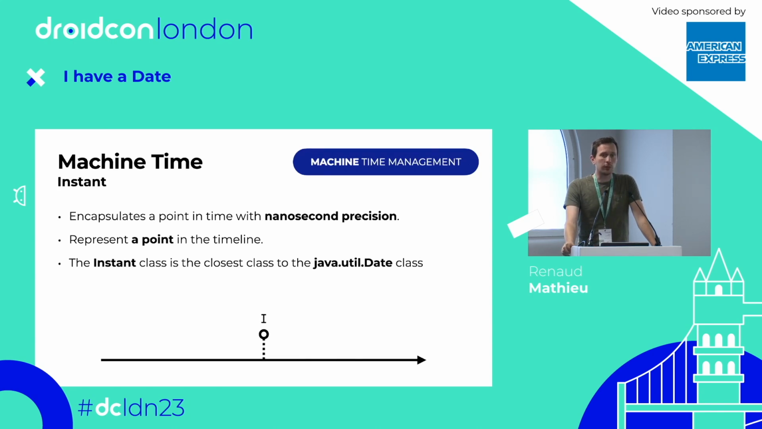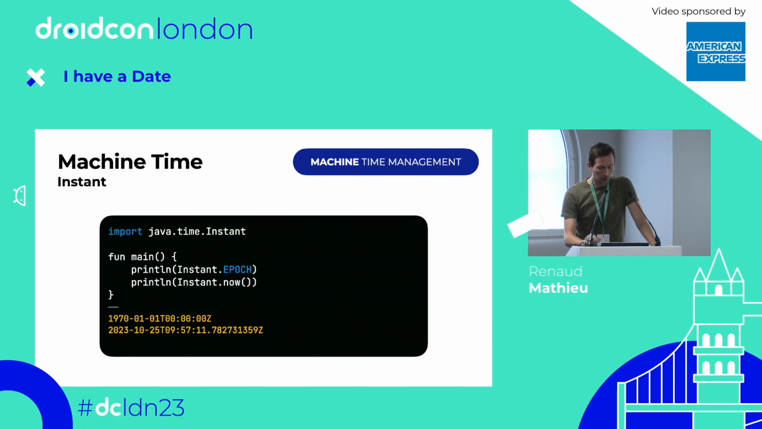The Instant, you may be familiar with this. Basically, an Instant encapsulates a point in time with nanosecond precision. It's just a point in the timeline. This Instant class is the closest class that we have to the java.util class. How does it work under the hood? You can do just Instant.EPOCH and it will print the epoch time, or Instant.now and it will print the time that I had yesterday when I generated it. And it's in the format of ISO 8601, so it's readable when you print it.